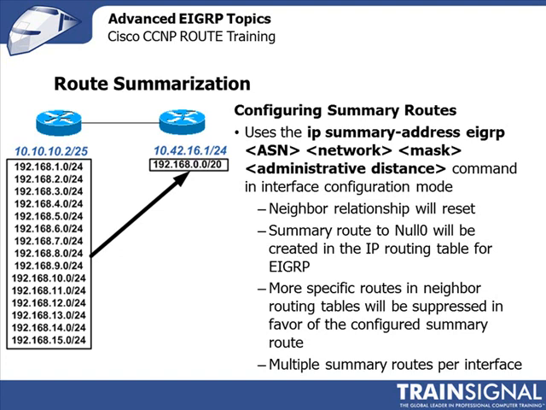So, for instance, using this example to the left again, all these 15 routes that are listed will not appear in the routing table of the router to the right. They will all be suppressed in favor of the summary route. And you could do multiple summary routes per interface, but you also want to be careful to make sure that there isn't overlap as well, but a very simple thing to configure.